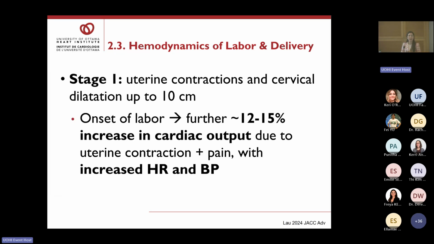I'll walk you through what is normal labor. So you may remember this from medical school. There are 3 stages of labor. Stage 1 is when the uterus contracts until it leads to a 10-centimeter dilation. And there's a further increase in cardiac output during this period, up to 15%. This is because with every contraction of the uterus, it acts like a bolus of blood to the systemic circulation. And certainly pain is going to increase heart rate and blood pressure.